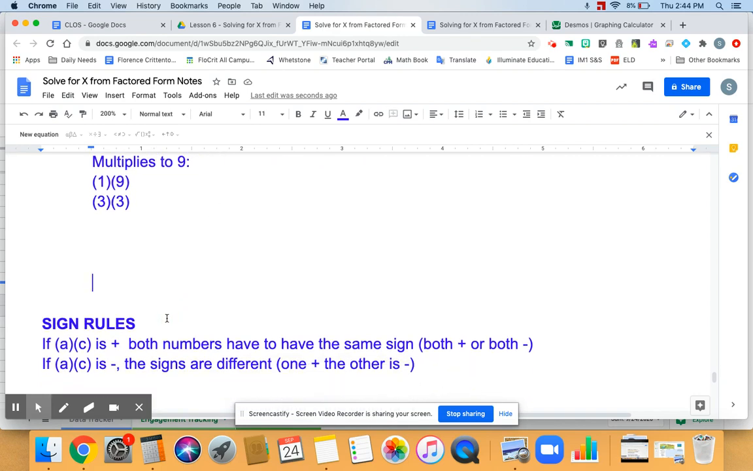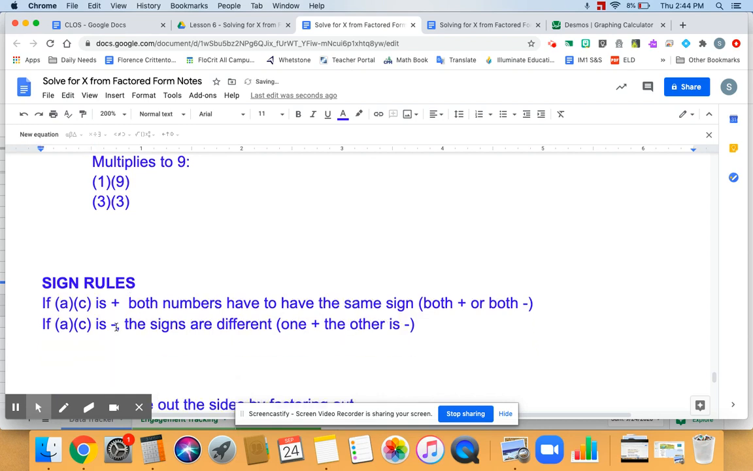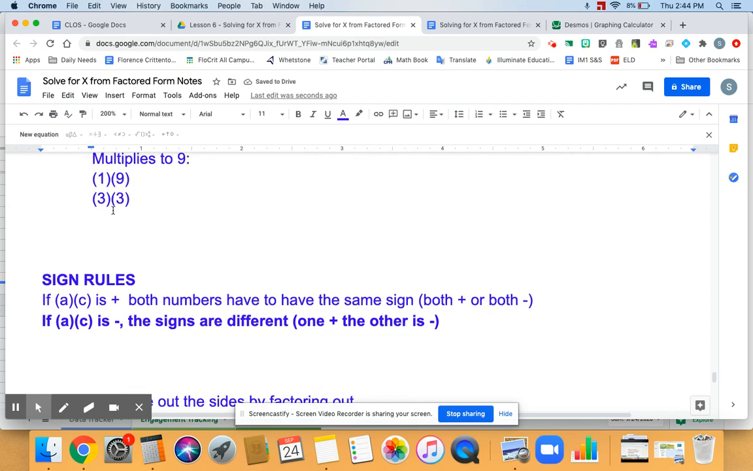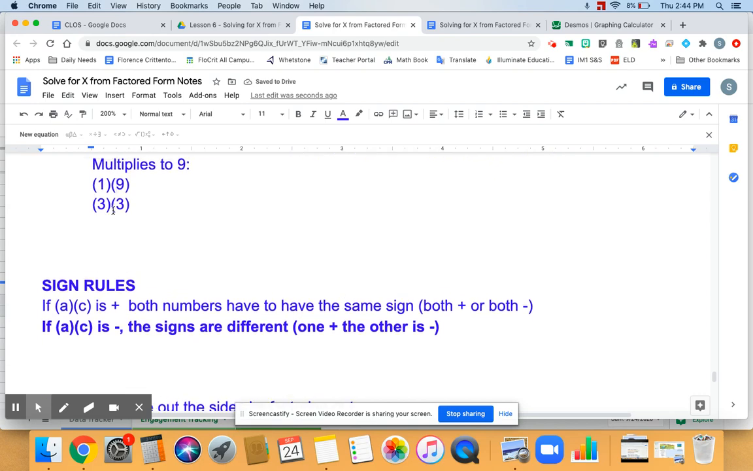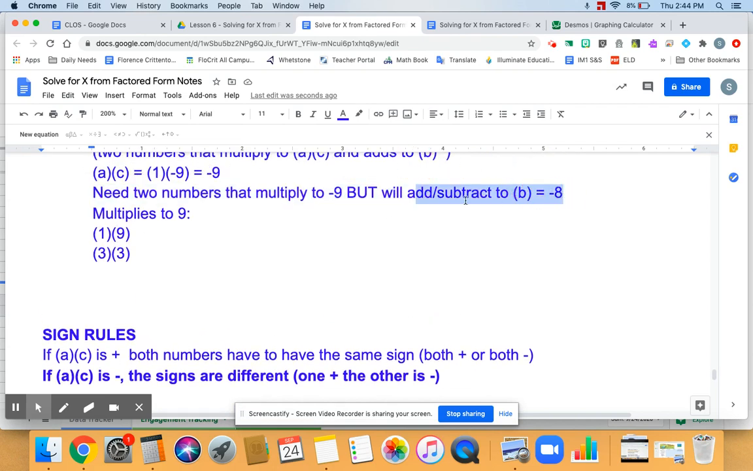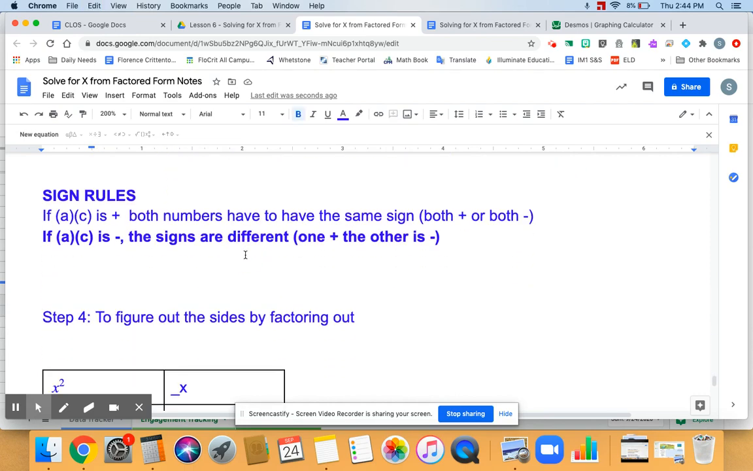Well, to do that, let's look at our sign rules. If A times C is negative, the signs are going to be different, meaning one has to be positive and one has to be negative. It doesn't matter when we multiply if this one's the negative or if this one's the negative. But only one of them can be negative and the other one has to be positive to multiply to -9. To know which one's going to be which, we're going to think about the fact that it needs to add or subtract to -8.